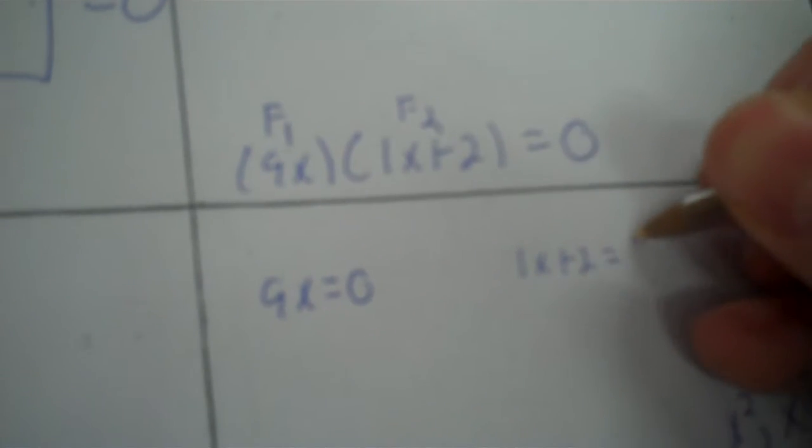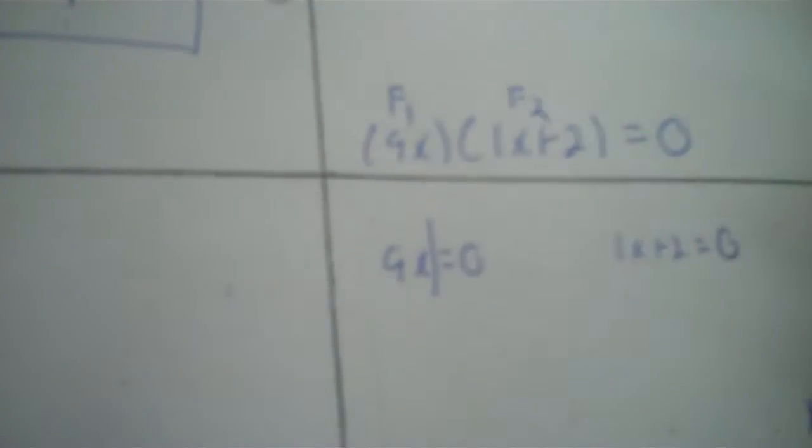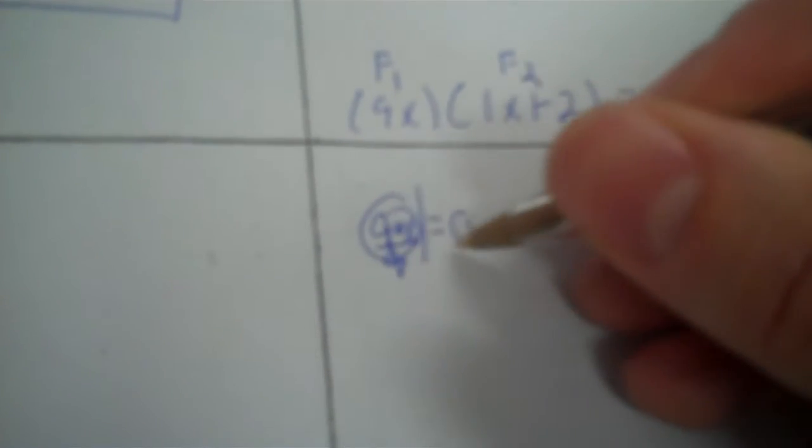Now, what you do is you line that up, okay? Put your 9x with your 1x plus 2. And then you label this F1 and this F2. That's called factor 1 and factor 2. So then you set them each equal to 0. So 9x equals 0 or 1x plus 2 equals 0. Okay, so over here you have this 9x means 9 times x. You just divide by 9, and 0 divided by 9 is 0.